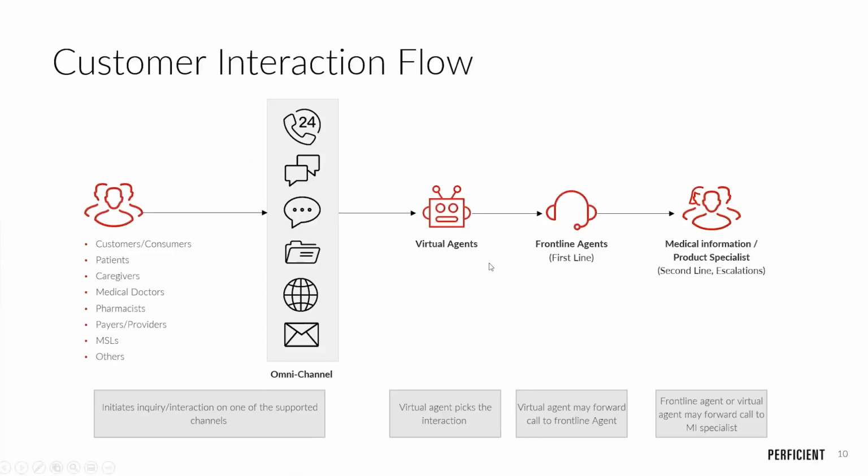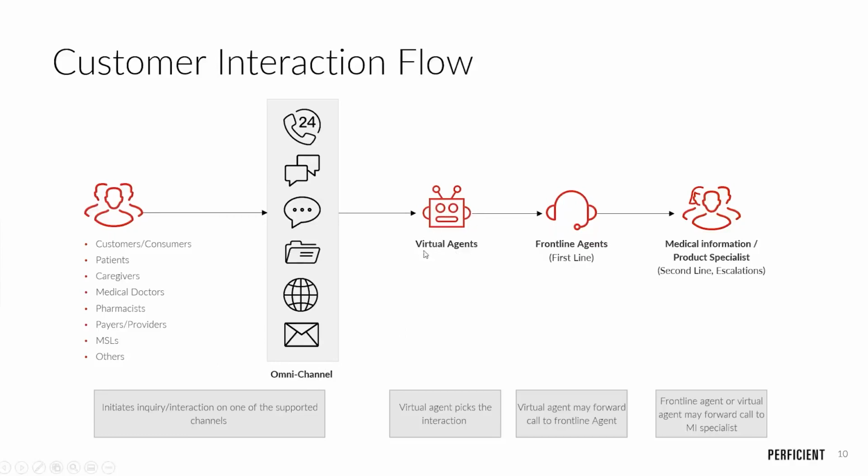So this is an example of the customer interaction flow that we've been talking about when it comes to a medical information platform. We have a wide range of customers, consumers, patients, caregivers, payers, providers, and others reaching out. And imagine an omni-channel platform where they can reach out and get information through any of the channels. It could be an email, it could be on the web, it could be a chat, it could be calling the call center. So this omnichannel platform would be first serviced by virtual agents.